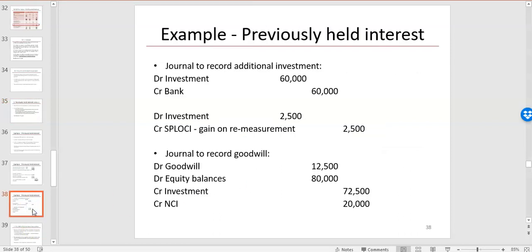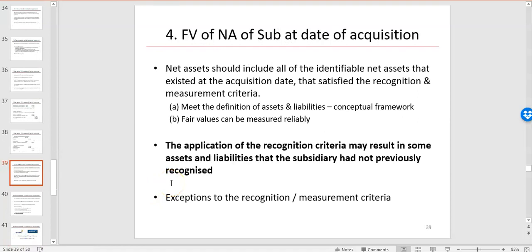So we've dealt with different types of consideration. We've dealt with the 2 ways to measure the NCI. We've dealt with a situation where you have a stepped acquisition, acquiring a subsidiary in multiple steps. And now we're also thinking, is there any issue in terms of getting the fair value of net assets at the acquisition date? One of the key rules in IFRS 3 is when you bring a subsidiary into the group accounts, all the assets and all the liabilities must be at their fair value. So we end up having some fair value adjustments to land or buildings, depending on whether some of them are below their fair value.